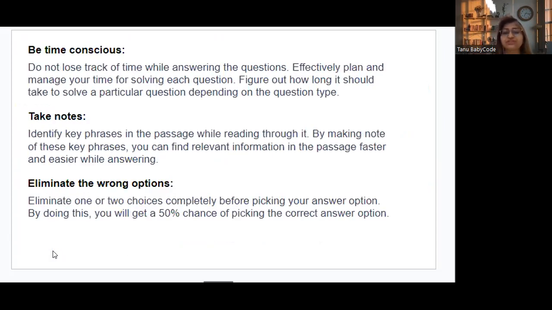Be time conscious. Do not lose track of time while answering these questions. Effectively plan and manage your time.